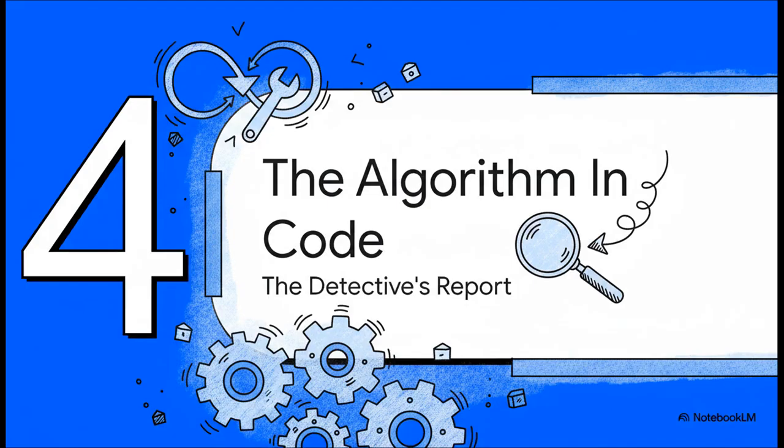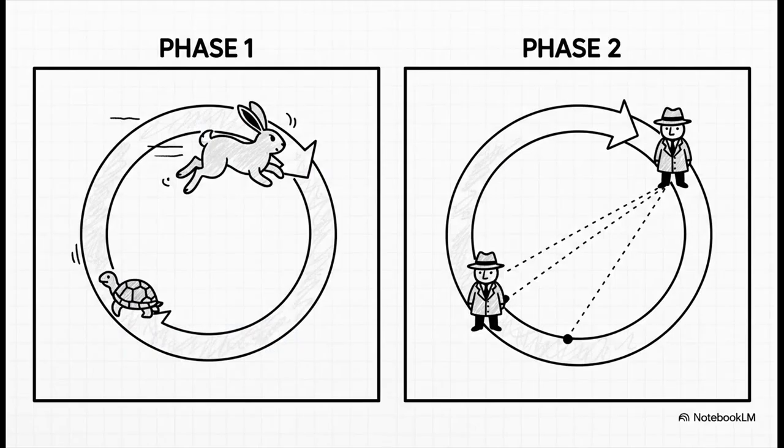So that's the theory. But how does this look in practice? Let's take a look at the detective's final report, the code, to see how this whole strategy actually gets put together. So this first function, this is what finds the start of the loop. It's basically our whole 2-phase investigation wrapped up in code. First, you've got the tortoise and hare part to find the collision, and then you've got the second part, that synchronized walk that leads us right to the loop's origin.